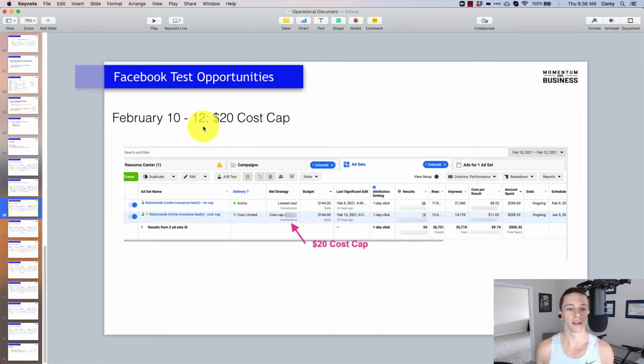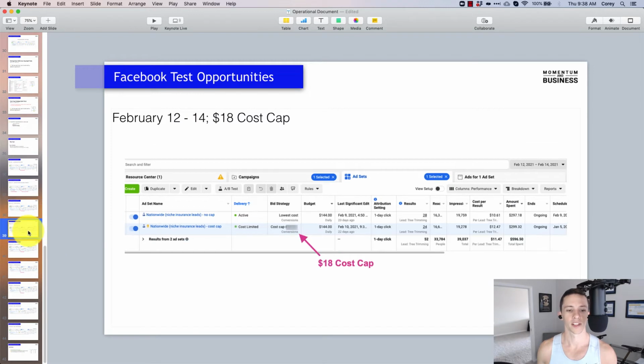I mean, I didn't set these cost caps right at midnight. I would typically do it late in the evening or early in the morning. I don't exactly know, but for this period, it was primarily at $20. So it ran 2.5 to 3 days here with the $20 cost cap. Then we moved it down to $18 for the 12th to 14th. And at this point, things still continue on.